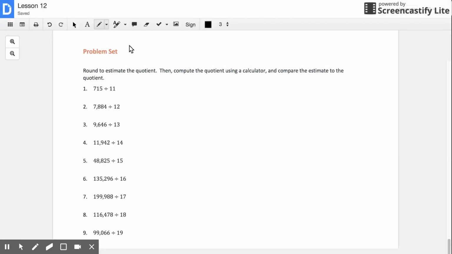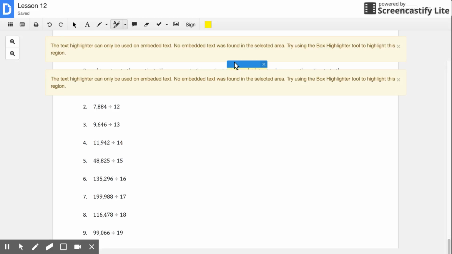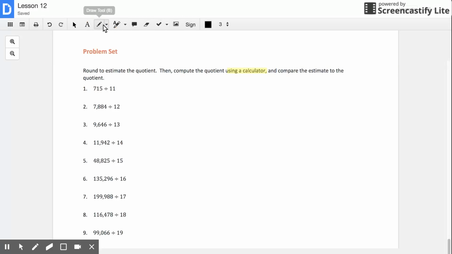Let's see. I'm going to have a little bit of fun here. Using a calculator. Oh, look, it does highlight. Go away. Sorry, this is new to me, so I'm having fun. So if your parents see you with a calculator, it's okay on this one.